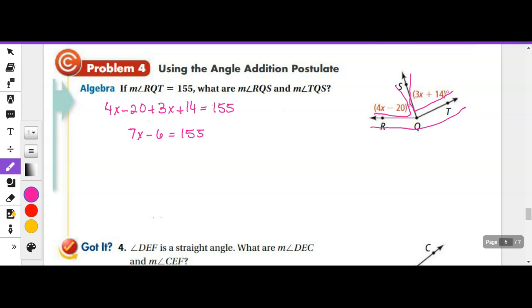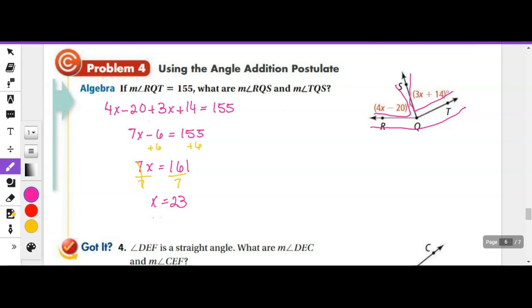So next, we are going to add 6 to both sides. So 7x is equal to 161. So now we're going to divide both sides by 7. So x is equal to 23. Am I finished? No, I'm not finished. I need to plug this into the values.